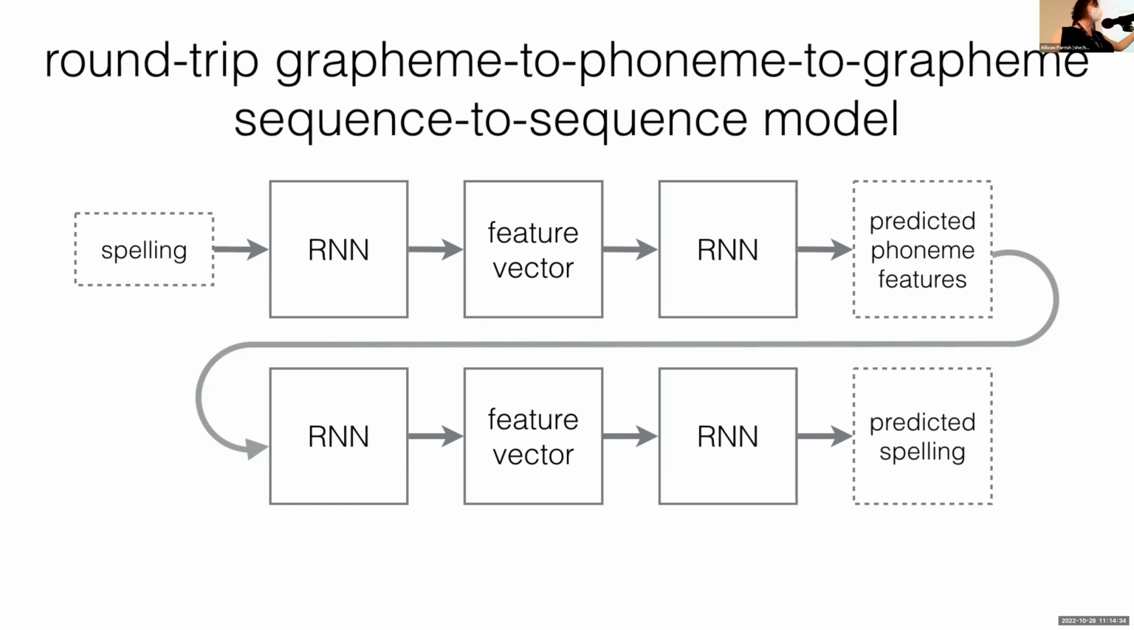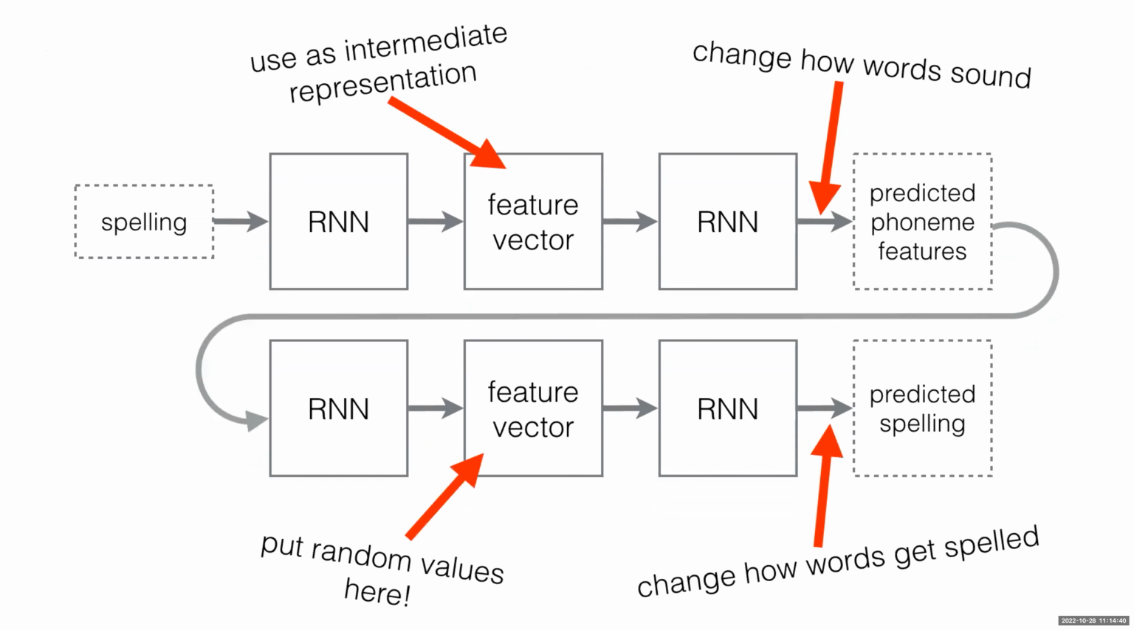Now, it seems like a weird way to do the model because if I already have the spelling, I don't need to predict the spelling. But what this allows me to do is use various parts of the model for poetic ends. So for example, I can use different states of the RNN as feature vectors that represent the word sounds, and I can manipulate those feature vectors and inject them back into the model.